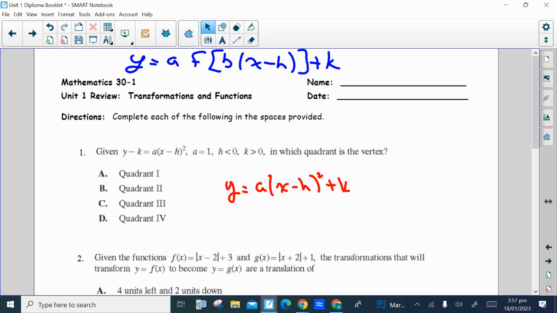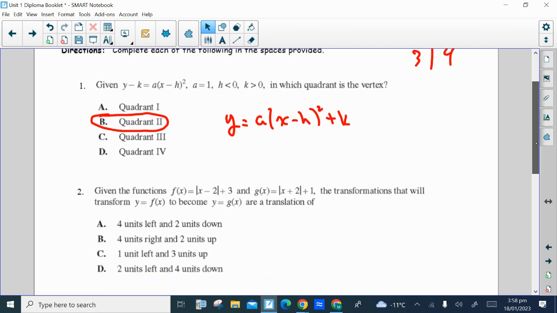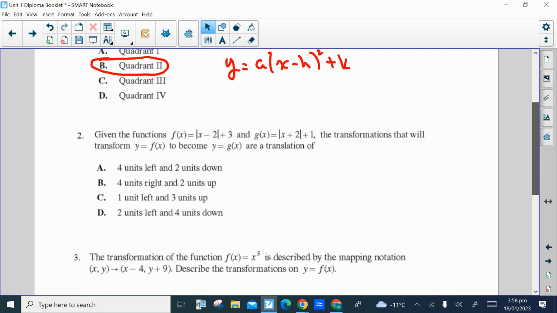So if you take a point, and I guess the other thing you have to remember is that this is a transformation of y equals x squared, which starts at 0, 0. That's where the vertex is. But it's going to shift to the left and up, which will put the vertex in quadrant number 2. Remember that the quadrants are labeled like that, right? 1, 2, 3, 4. So the vertex will be in quadrant number 2.